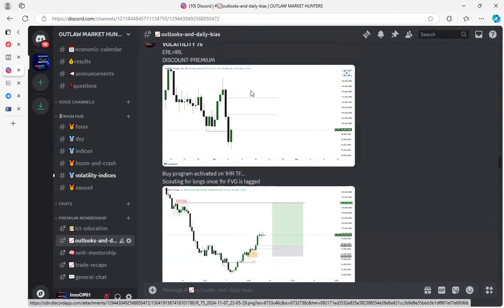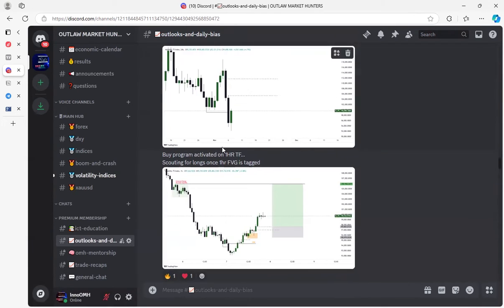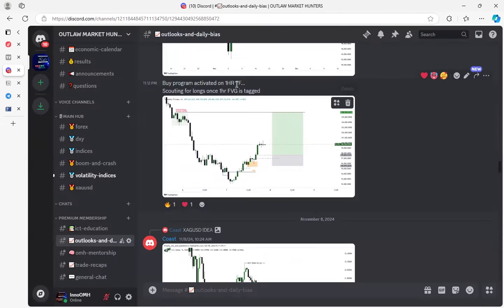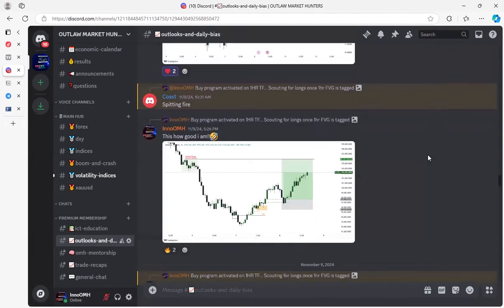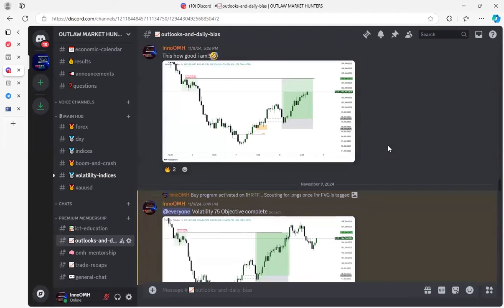As you can see here, this is V75, Volatility 75, price moving from external to internal. And here was our buy program being activated. I even shared with our team that the buy program was activated on the 1 hour time frame, scouting for longs once this fair value gap is tagged, right? And this is our fair value gap getting tagged, drawing for this thing here.